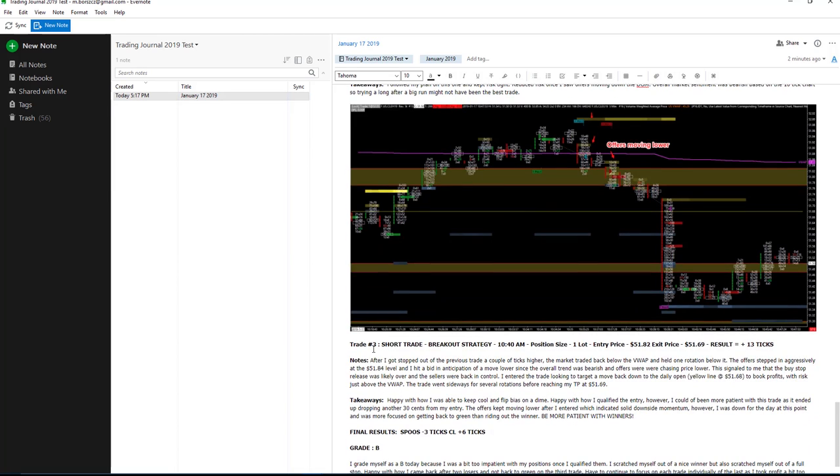The final trade I took was a short trade. This was shortly after getting stopped out of the initial position. I flipped my bias, I saw the offers moving lower, and I stepped on the bid here for a move back down to the open. This time the trade did play out and I made those notes here.